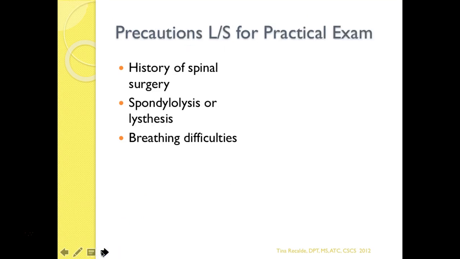Precautions for the lumbar spine for pelvic traction for practical exam would be a history of spinal surgery, spondylolysis or listhesis, and breathing difficulties.